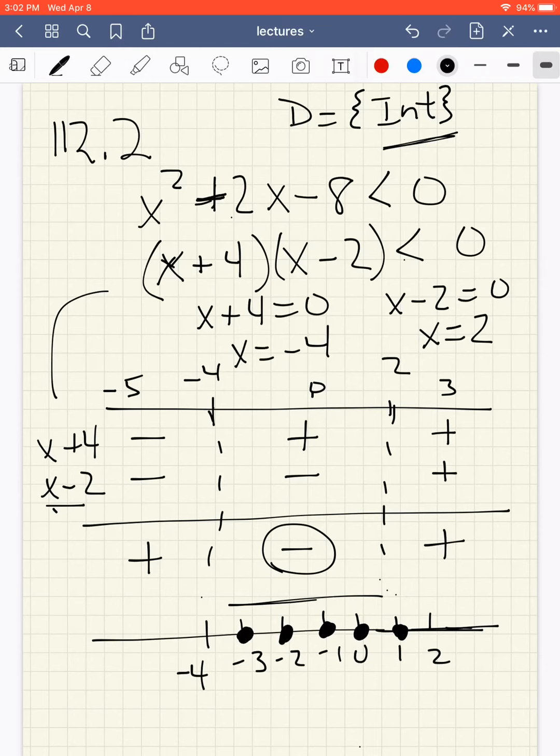So one more time. It's less than, so we do not include -4, and we don't include +2, because we're graphing this region right here. We're only graphing the numbers in between those two numbers. And because the domain was integers, we only put solid dots.